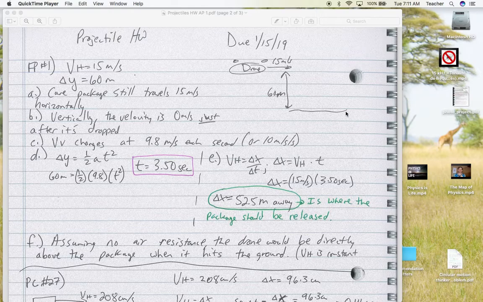So the key thing is here, if you've got your people over here wanting the package, you don't release it when the drone is directly above them. Otherwise you're going to overshoot the people. And so what you're going to need to do is to release it before them, and that's 52.5 meters away.